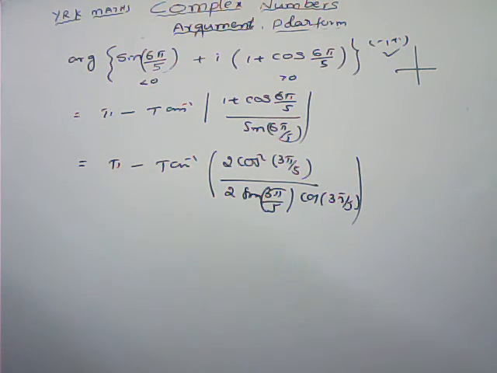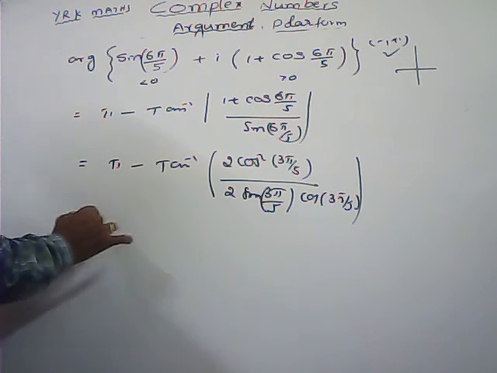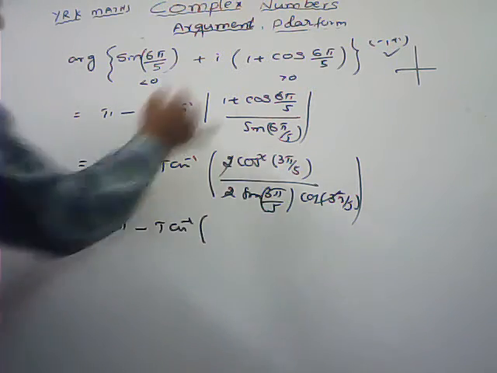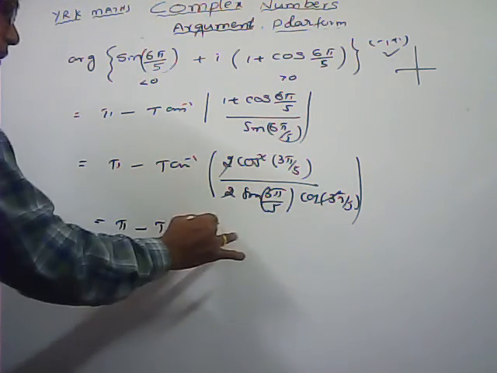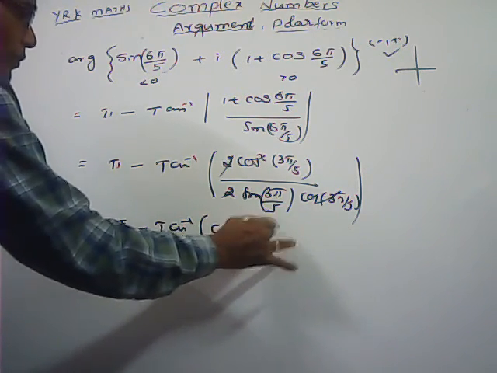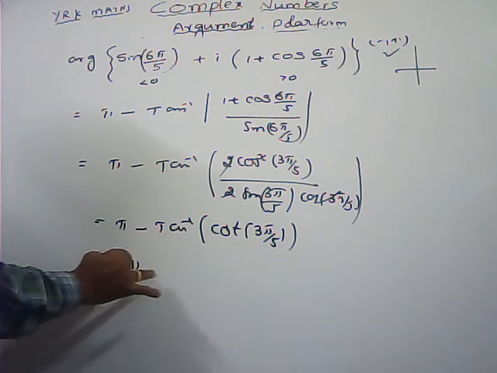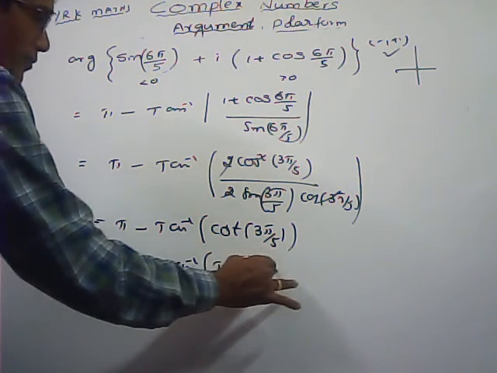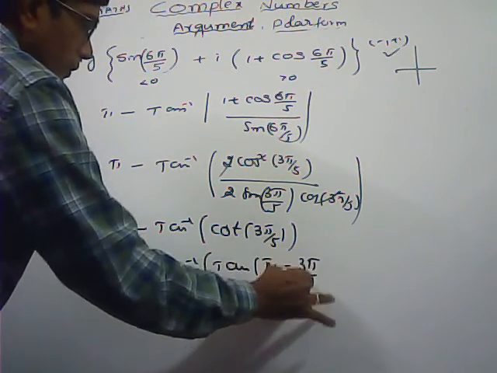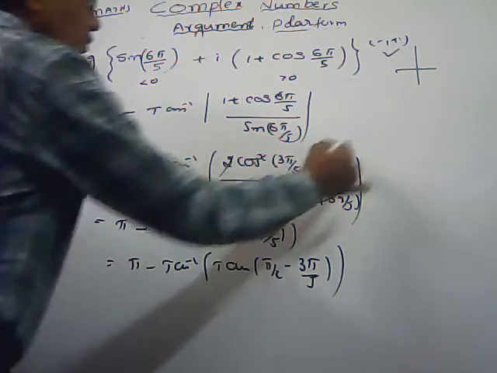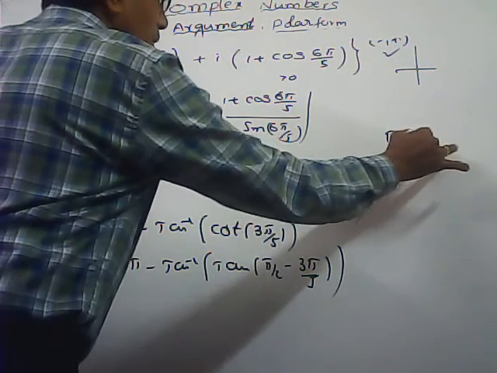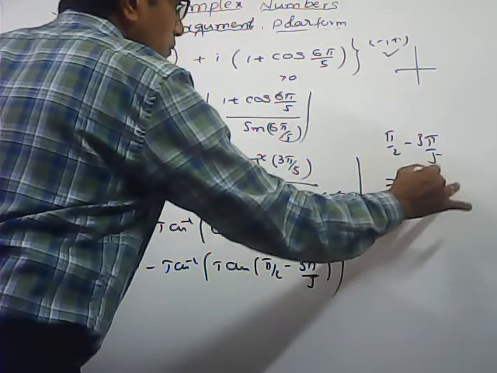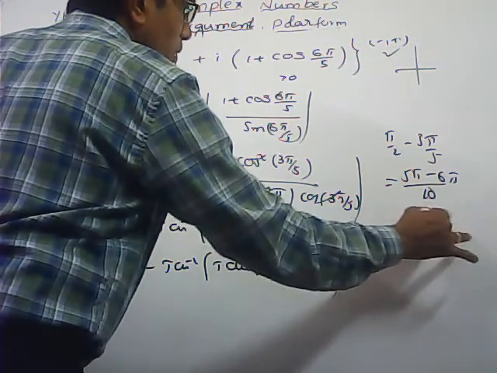Now pi minus tan inverse, 2 gets cancelled, cos gets cancelled. Here what we are getting, cos by sin, that is cot of 3 pi by 5. That is equal to pi minus tan inverse of cot theta, we can write tan of 90 minus theta, 3 pi by 5. Now here we can check that value. Pi by 2 minus 3 pi by 5, LCM 10, 5 pi minus 6 pi, that is equal to minus pi by 10.